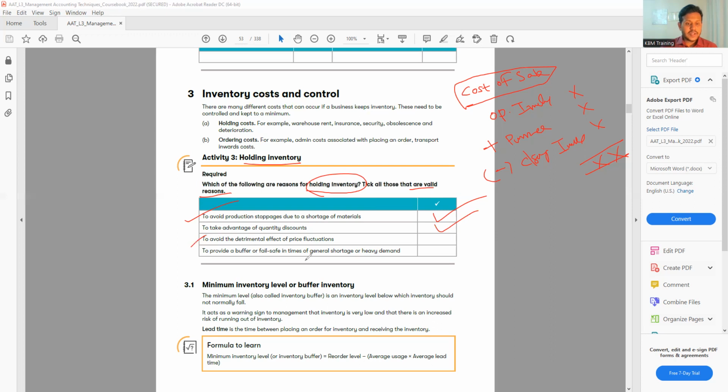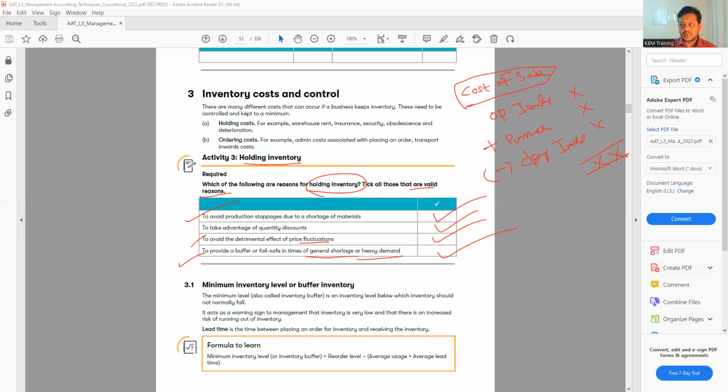The next one we have is avoid detrimental effect of price fluctuation. So it is possible the price will go up in future, and for that reason, I buy more and keep it in the warehouse. Do you think it could be a valid reason? Answer is yes. The next one is to provide a buffer or fail safe in time of general shortage or heavy demand. So we understand maybe suddenly heavy demand will come or there will be a shortage. So I want to buy more so that I can keep it in the warehouse. So this could be a valid reason as well. Yeah, so all these things could be valid reasons I buy more stock and keep it in the warehouse.